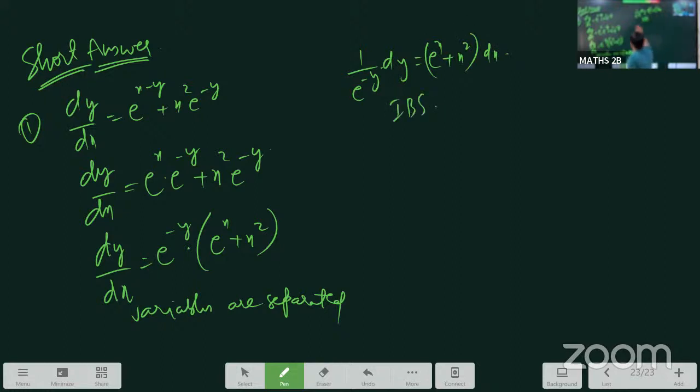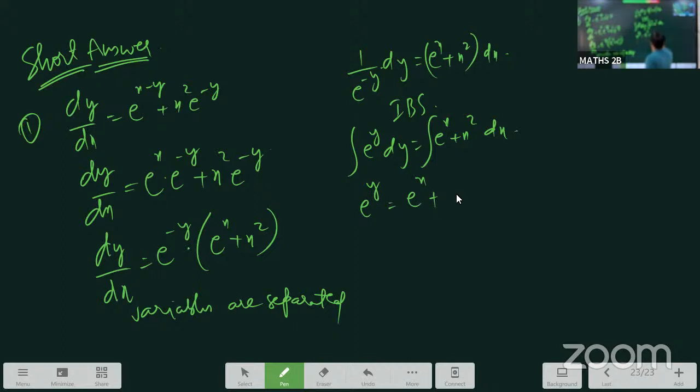That is integration of 1 by e power minus y. You bring it to numerator, it becomes e power plus y dy equal to integration of e power x plus x square dx. Integration of e power y is e power y. Integration of e power x is e power x. Integration of x square is x cube by 3 plus c. So this is your answer. Is it clear?